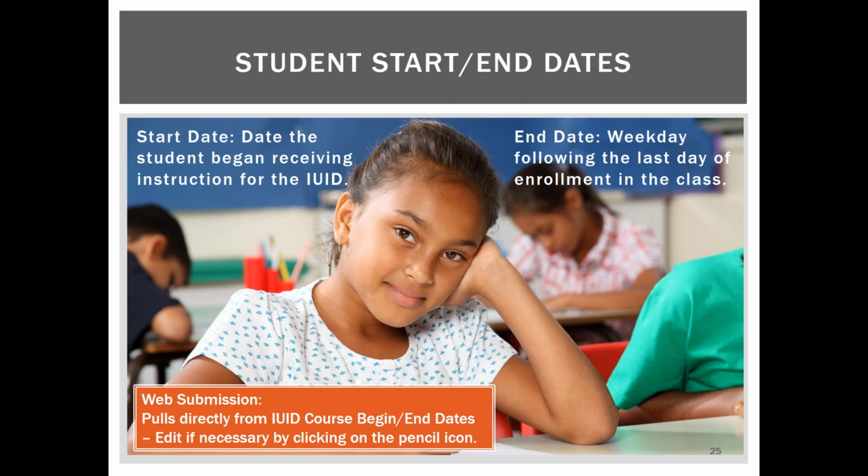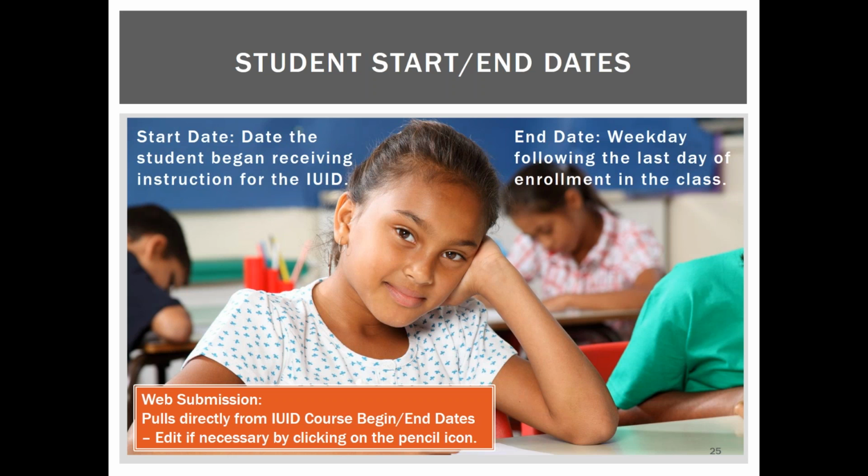I have a question about the end date, and perfect timing because we're getting to that slide. So, student start and end dates. The start date is the date the student began receiving instruction for the IUID, and the end date is the weekday following the last day of that student's enrollment in the class. If that last day of enrollment is a Friday, then you'd use Monday as your end date, which I know gets a little confusing, but it's the same rules that IUID uses and the same rules that ADM uses. So if you're familiar with those end date business rules, this follows the same guidance.